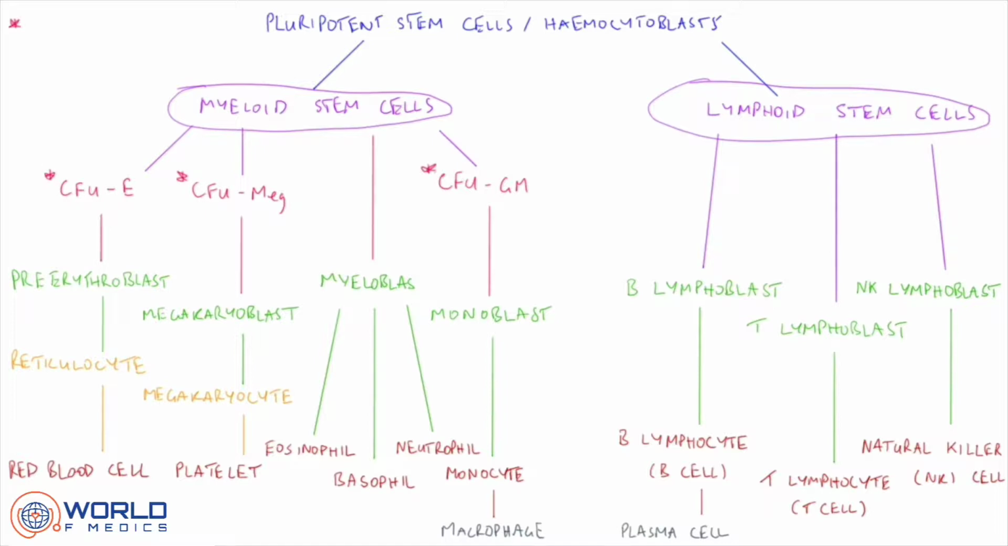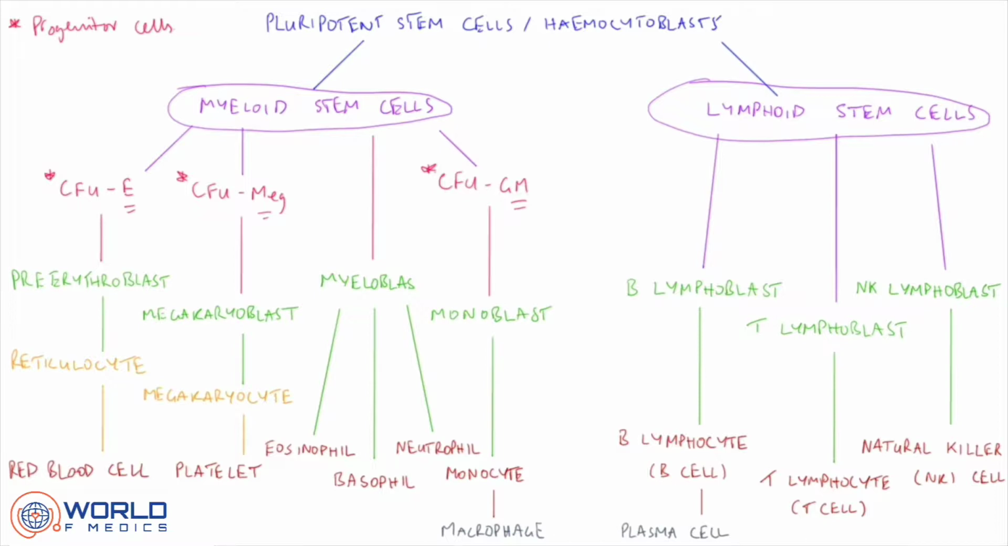So this stage is actually your progenitor cell stage. And we've got terms here such as CFU-E. And the CFU part actually just means colony forming units. And the E here, in this case, means erythrocytes. And then we've got CFU-MEG, meaning megakaryocytes, and CFU-GM, meaning granulocytes and monocytes. So this is our progenitor cell stage.